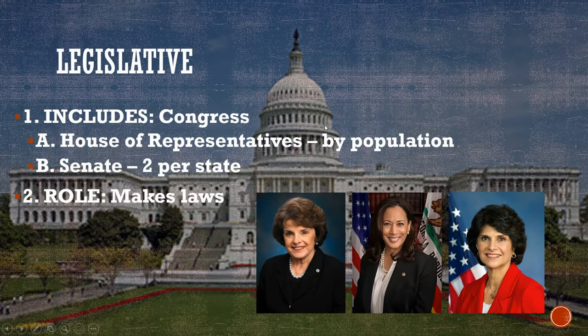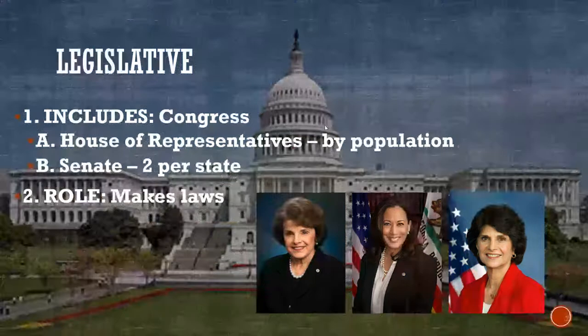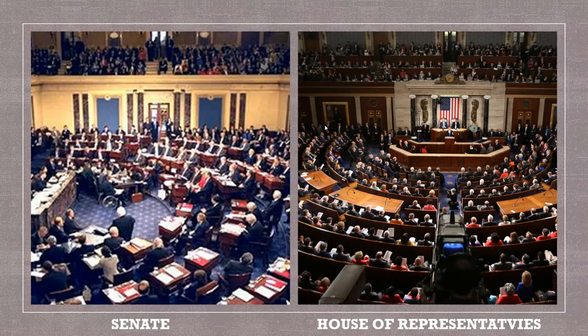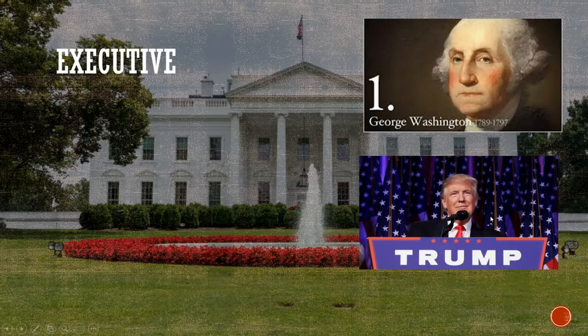So we have these 2 houses, and the main job of the legislative branch is to make laws for the country. That's their main job. Some of the other powers that they have are the powers to tax, raise an army, coin money. These things might sound familiar because those are the things that the Articles of Confederation couldn't do. So the legislative branch has these powers. And here's some images for you guys. Here's the Senate meeting, and here's the House of Representatives.